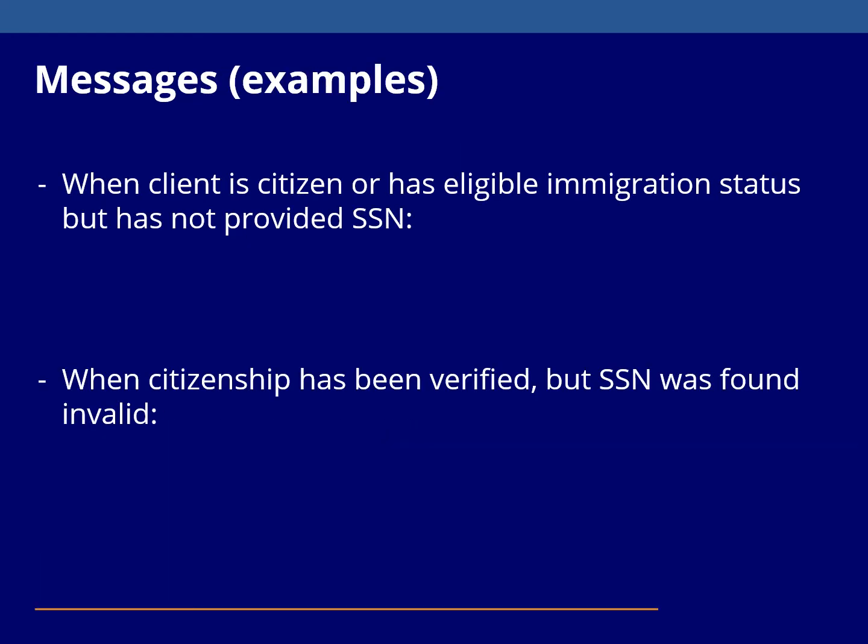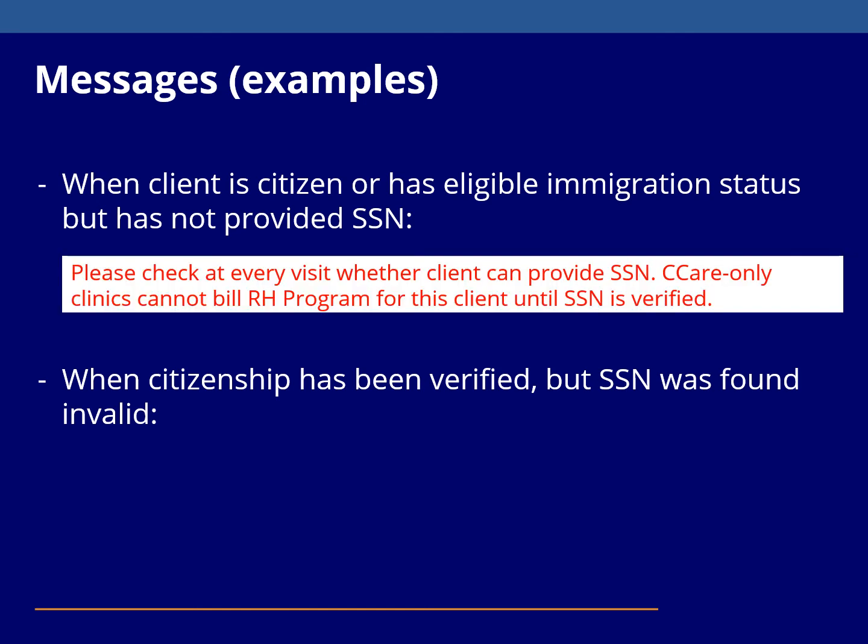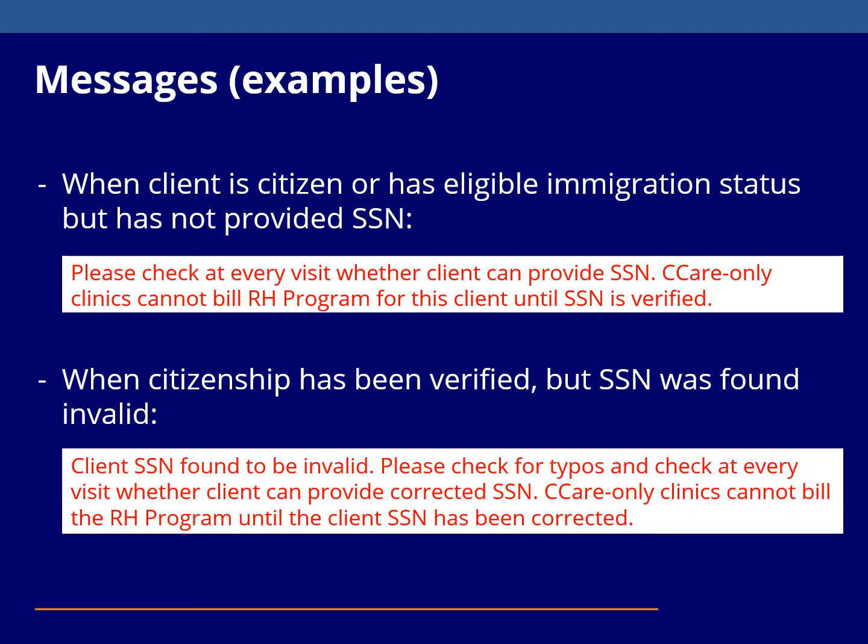There are other messages you may see on clients' information screens. For example, when a client is a U.S. citizen or has eligible immigration status but has not provided a Social Security number, you'll see this message. Or when a client's citizenship has been verified but the Social Security number they provided came back invalid. When you see these types of messages, there are actions you can take, such as contacting the client for their Social Security number.